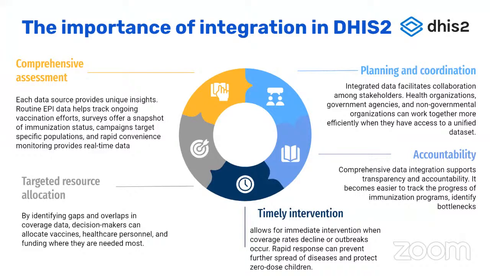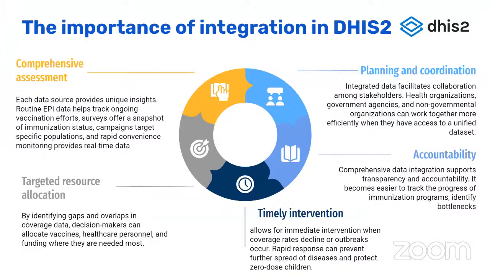In this case, for example, you can have your routine EPI data that monitors all the ongoing efforts of the routine programs. Of course, then you can start bringing in campaigns or surveys that give quick snapshots of one-off activities. But then this also gets triangulated with other programs and other types of activities that also provide real-time data that can inform your decision making.